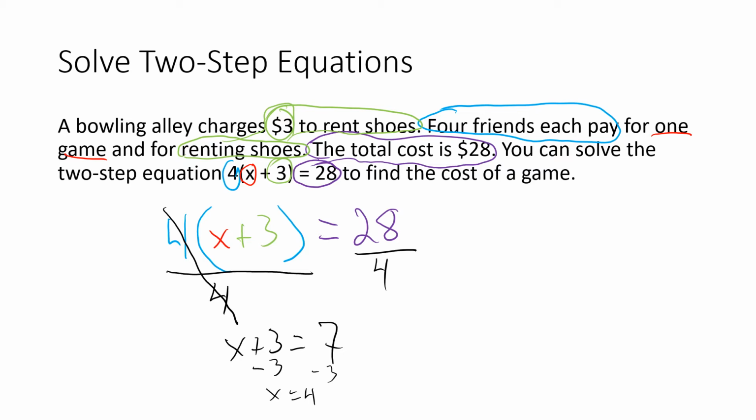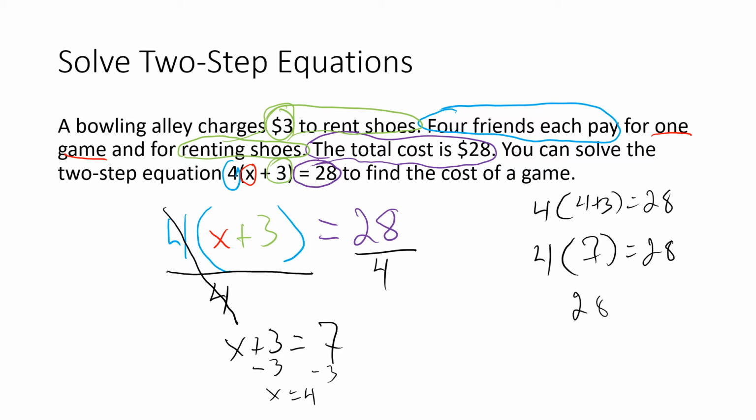So let's try that. 4 times open parenthesis 4 plus 3 close parenthesis equals 28. Remember, regular order of operations, we do what's inside the parentheses first. So 4 times, 4 plus 3 is 7, equals 28. Oh, look at that. 4 times 7 is 28, equals 28. All right.